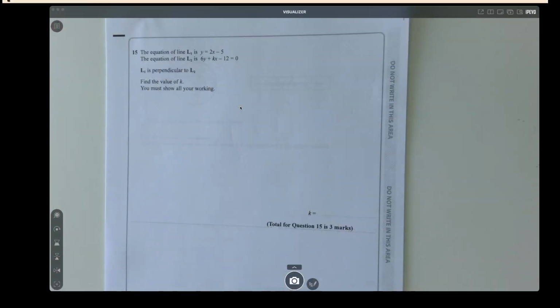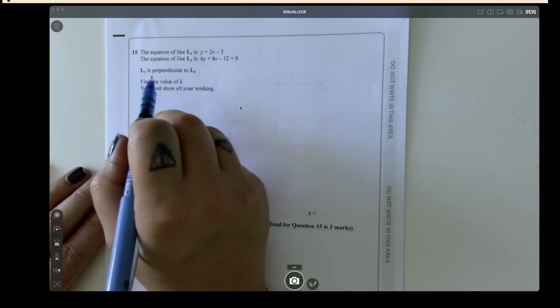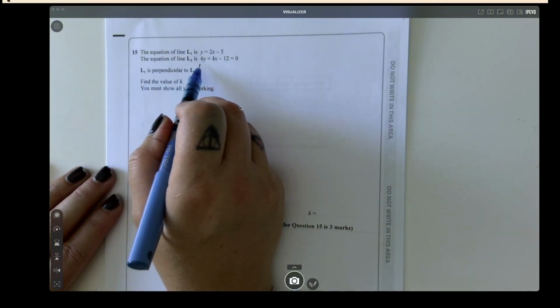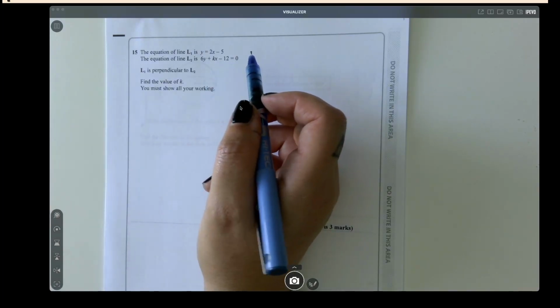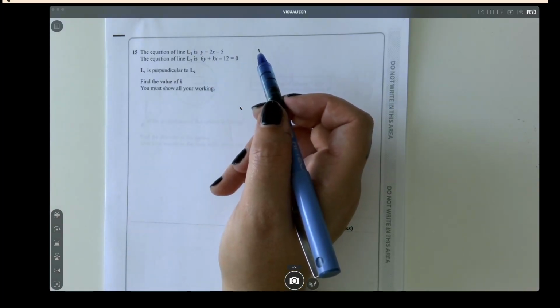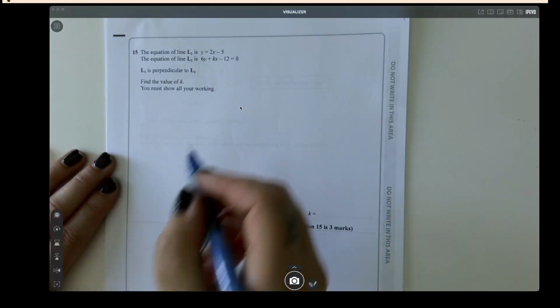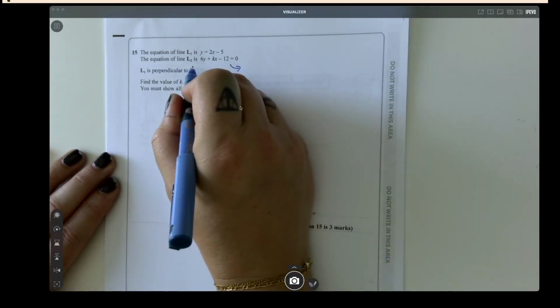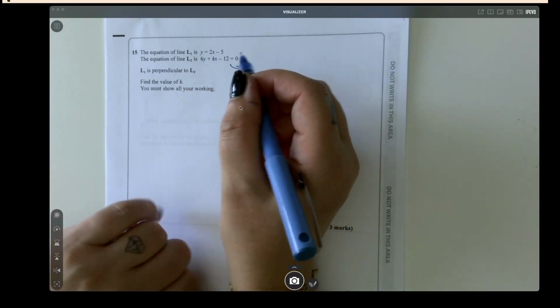Question 15. The equation of line L1 is y equals 2x subtract 5. The equation of the line L2 is 6y add kx subtract 12 equals 0. L1 is perpendicular to L2. Find the value of k. You must show your working. So the first thing I'm going to do is rearrange L2 so that it's in the form y equals to start off with.